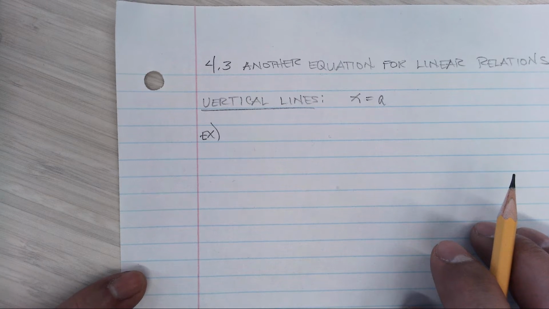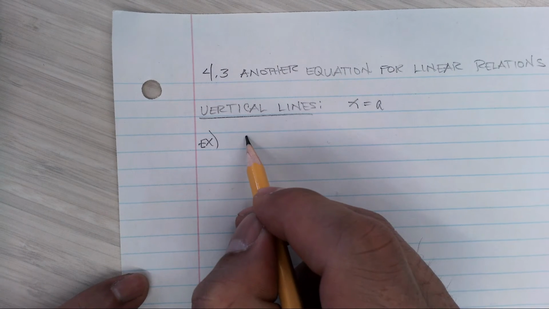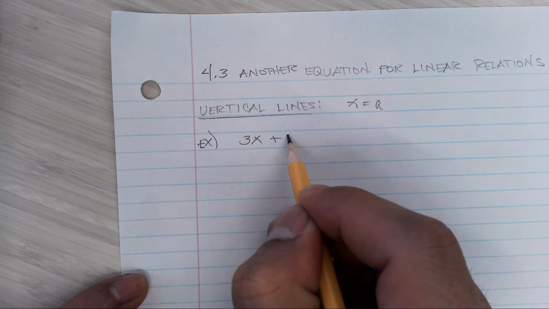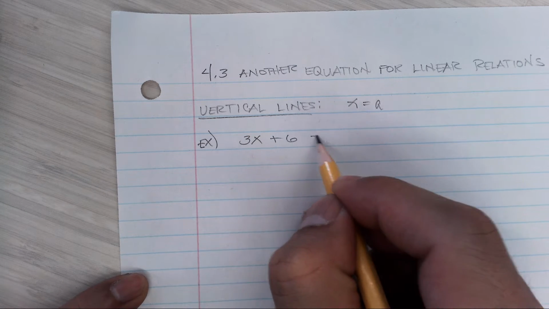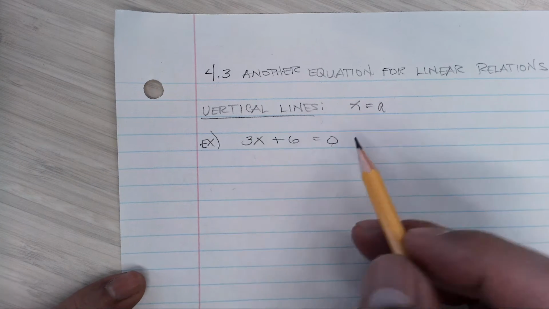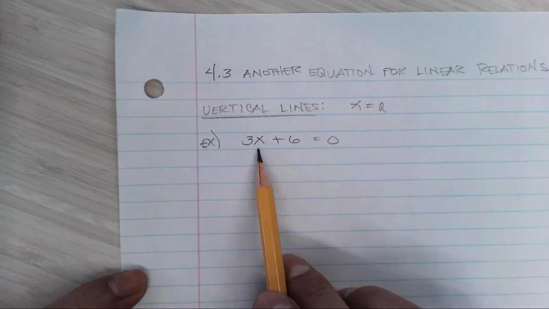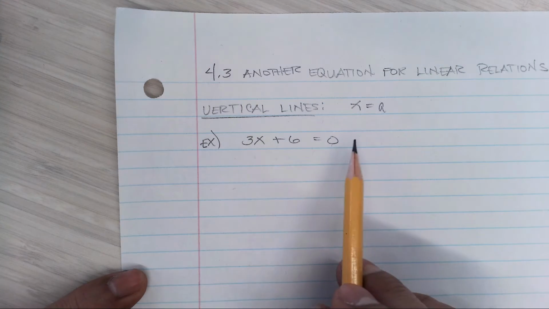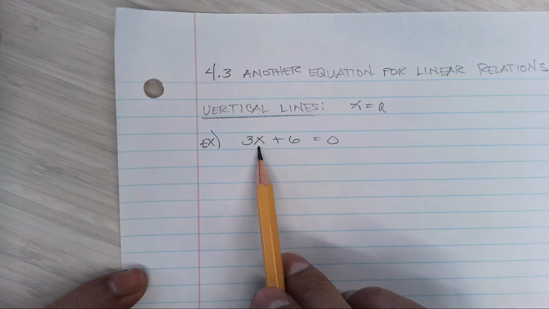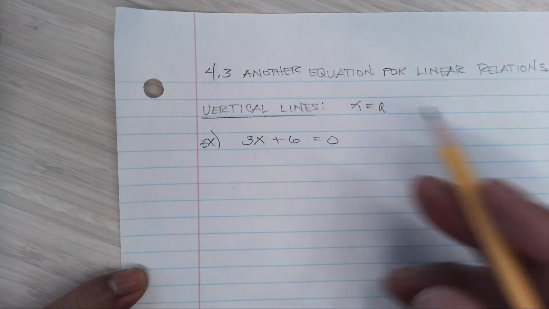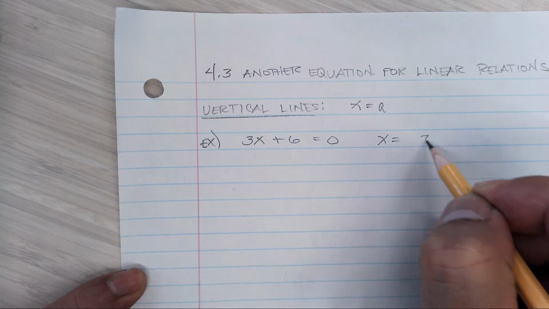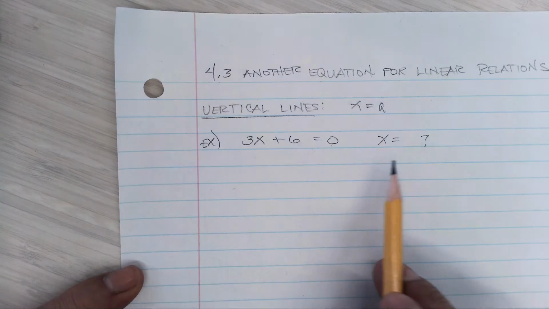So let's say you get an equation that looks like this: 3x plus 6. Let's make that equal to 0. It doesn't have to be 0, but let's just keep this simple. Immediately, if you see an equation that only has an x on it with no y, then you should automatically see that this is a vertical line. But we have to solve this equation. We've got to clean it up to make it look like x equals something. So what is that x equals something going to be?